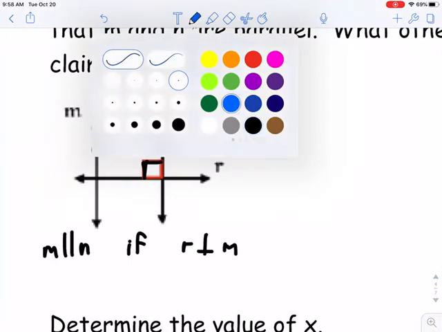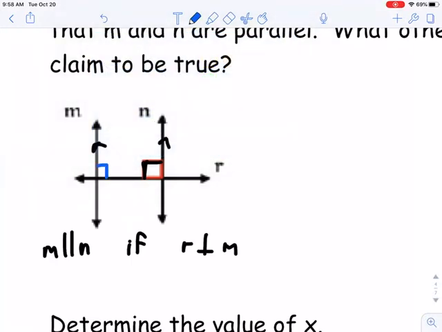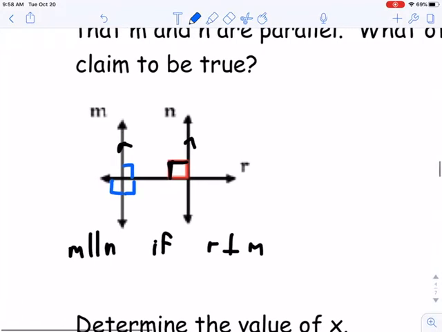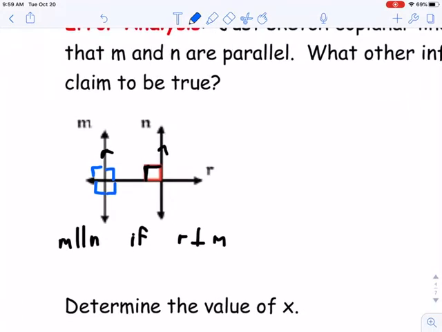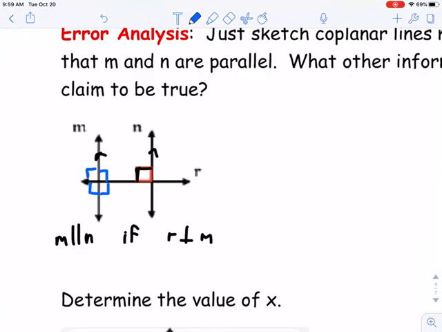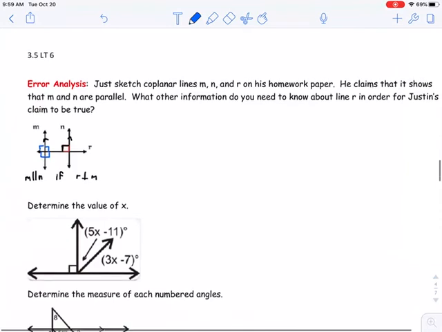So basically, we need to know if this is perpendicular, because then for a variety of reasons, corresponding angles, alternate interior, consecutive interior, basically whatever you want to say, all those converse theorems would hold true. So that's what we would need to know.